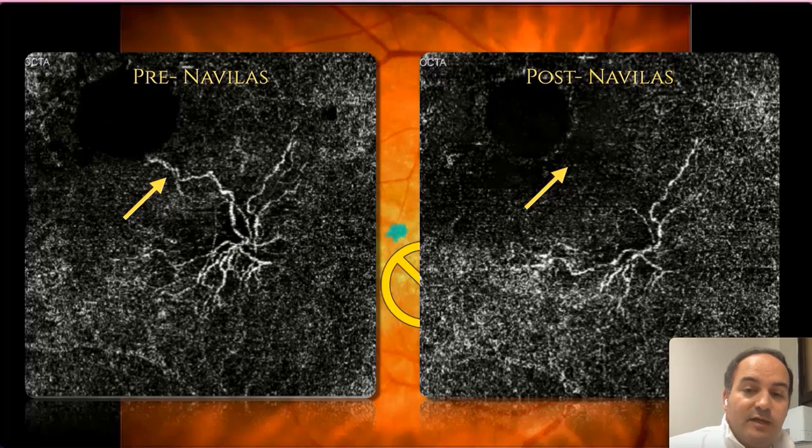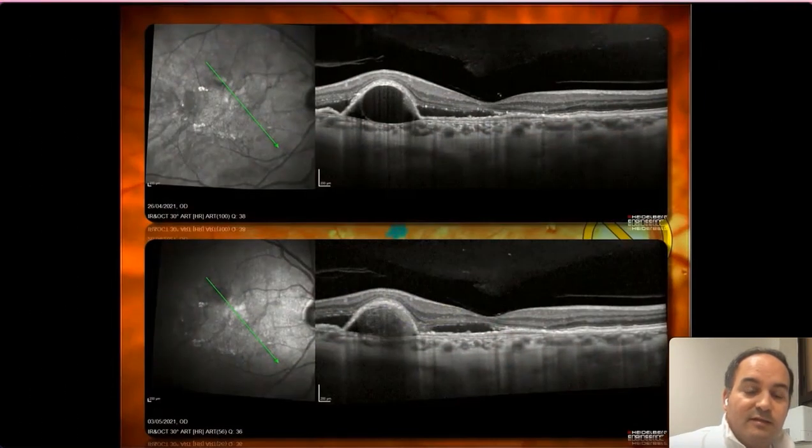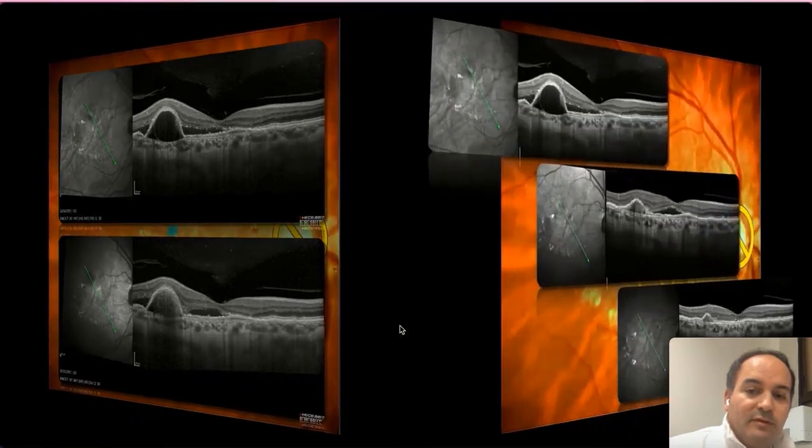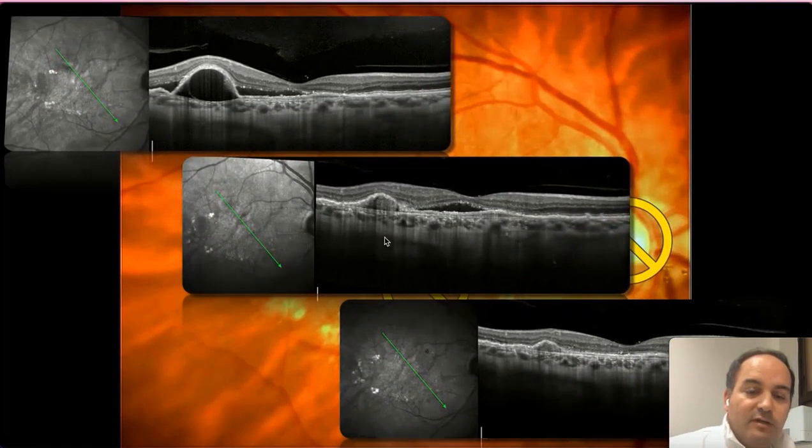Just after finishing my laser, this is the OCT angiography where you can see that the vessel was closed. This is the immediate image of the polyp, where you can see that it got some hyperreflectivity in the lumen of the polyp, and this is what happened to the polyp. Finally, we got rid of this polyp.